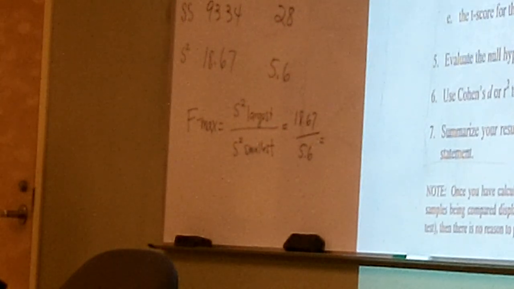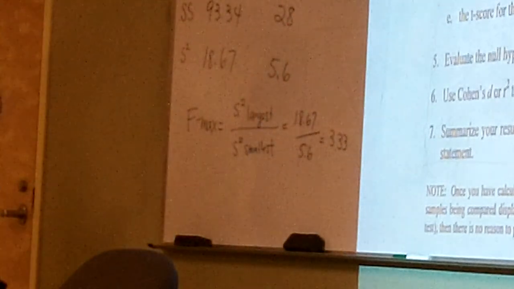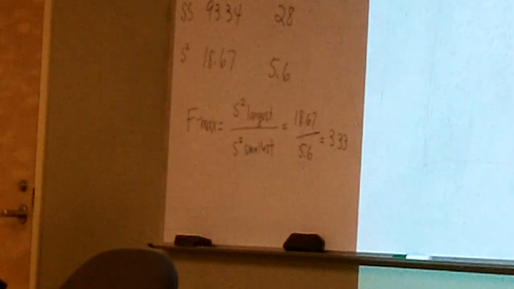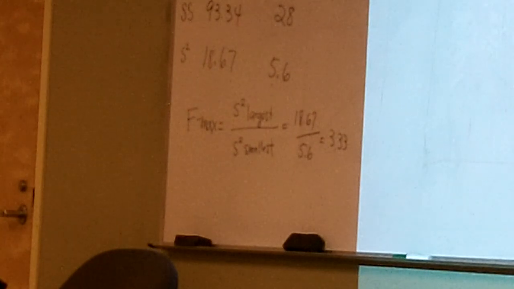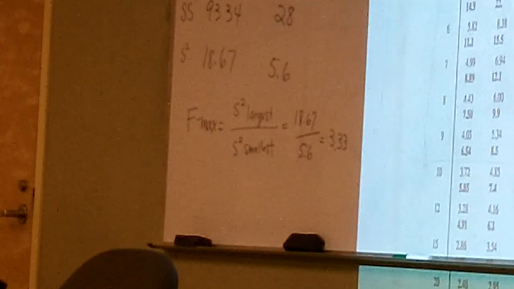Can somebody tell me what that value is? Three point three three. That rounded to two decimal places. 3.33. Okay. So we want to look up now a critical value. The critical values for Fmax are located in the critical values for the Fmax statistic table.